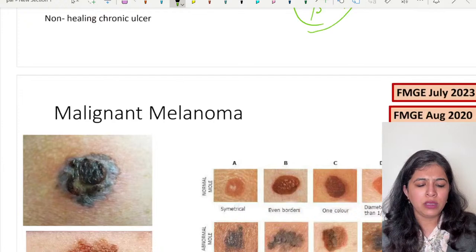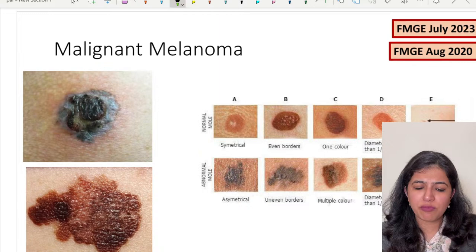Bad throat. Almost 2 months of bad throat. This pollution has done so much damage to my throat.